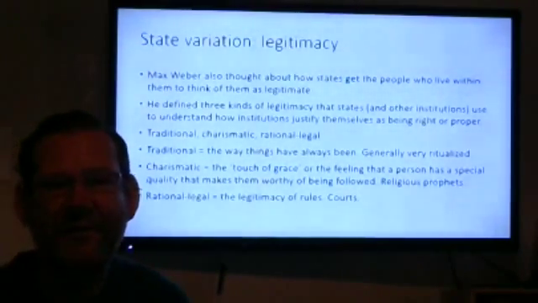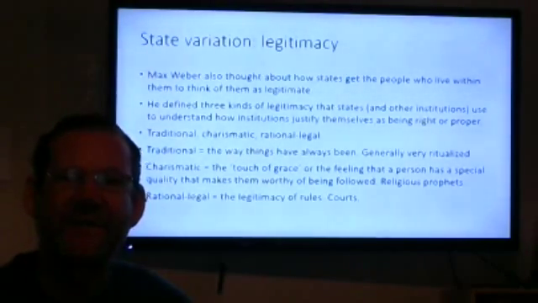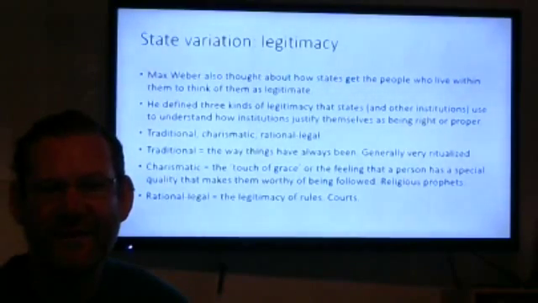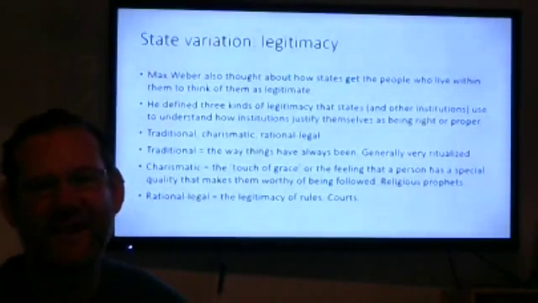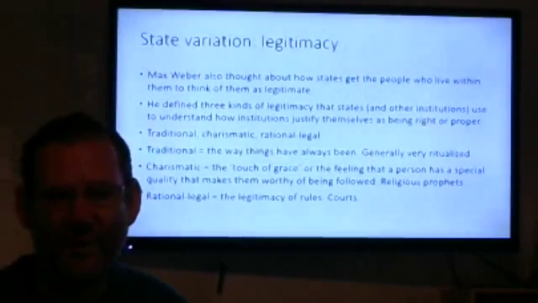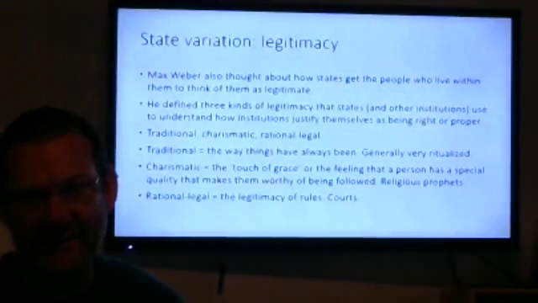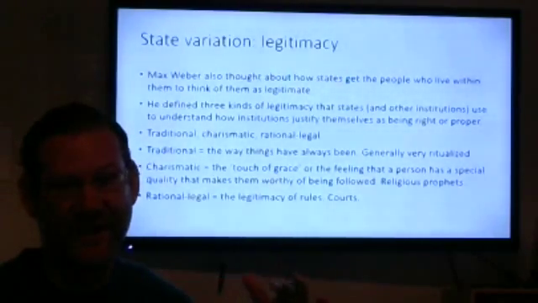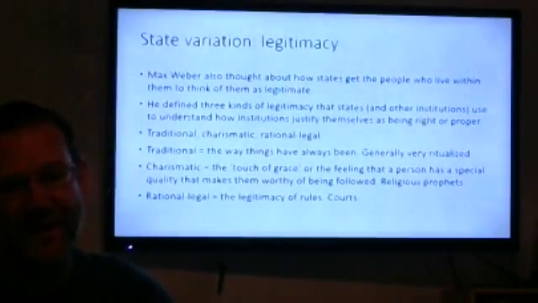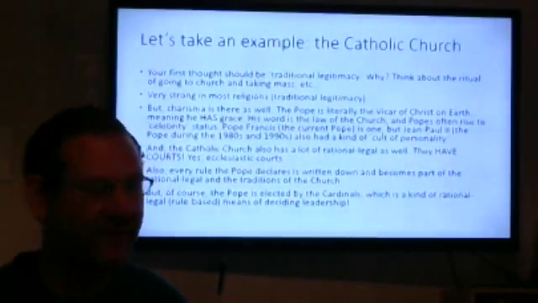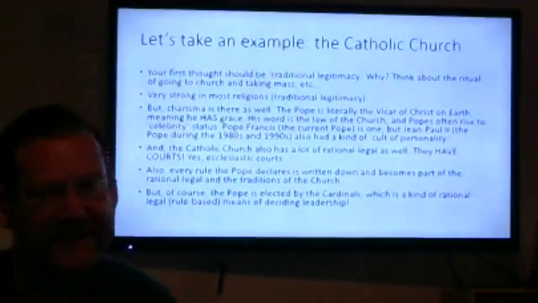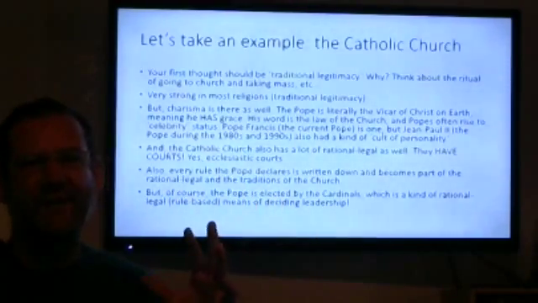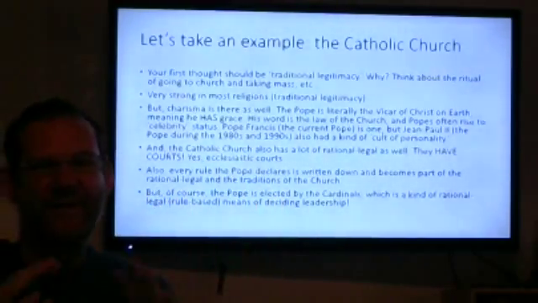And then rational legal legitimacy, a type of legitimacy that comes from having settled rules and regulations. When you have a settled rule and regulation, that gives it a kind of legitimacy. Think of courts, right? Legal courts, the legitimacy of precedents, of having laws that have been there for a long time, and then we keep applying them to new cases. Let's take an example. So one thing we need to be really clear about is that with these three types of legitimacy, it's not like you only pick one and you don't get to do the other one.